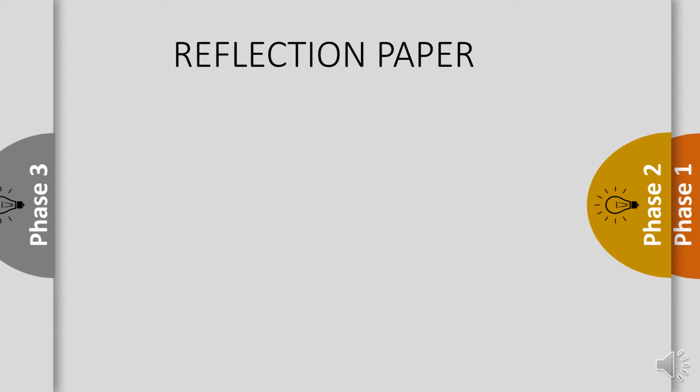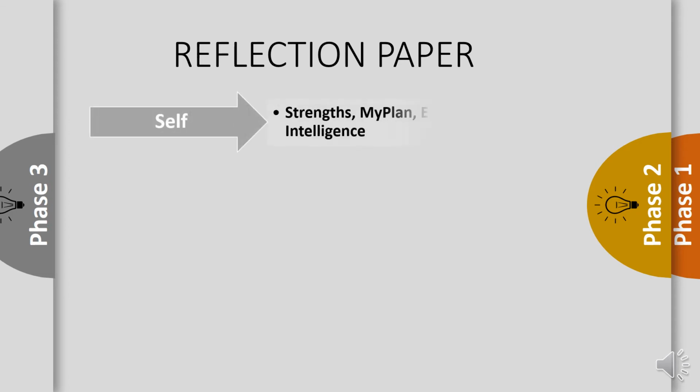In phase 2, you will work on writing your reflection paper. This paper will be framed within Schlossberg's 4 S's: self, situation, strategies, and support. Using the information from your 4S inventory assessment, you will engage in an in-depth critical analysis of each of these areas. Self. By connecting what you've learned throughout the term about your strengths, my plan, and emotional intelligence.